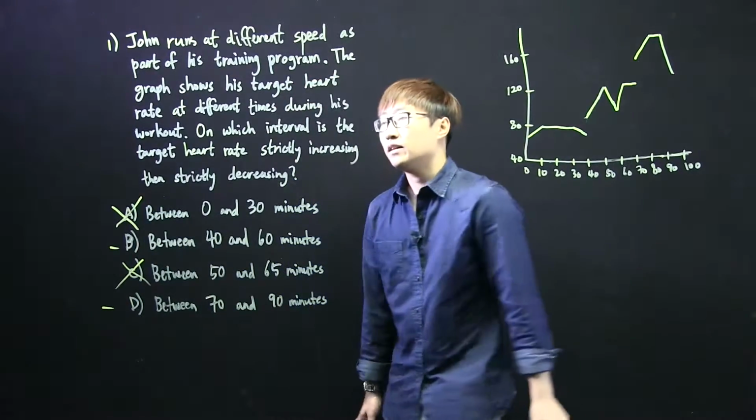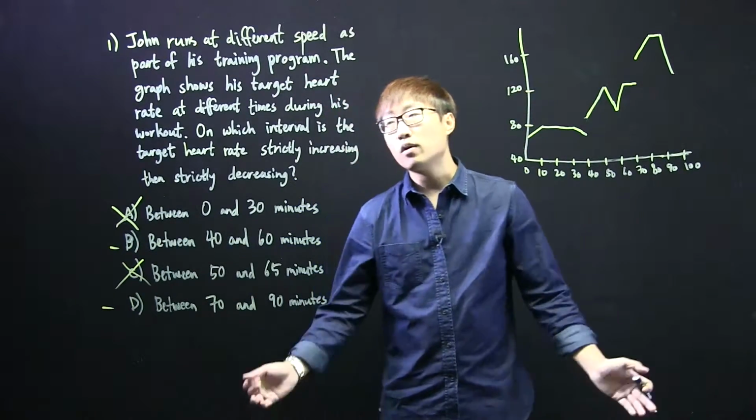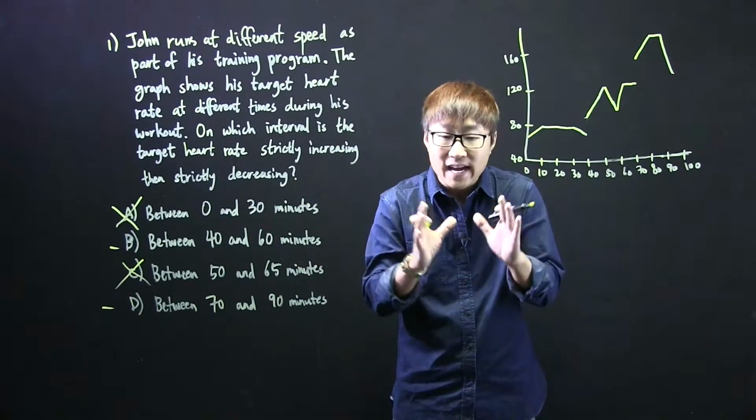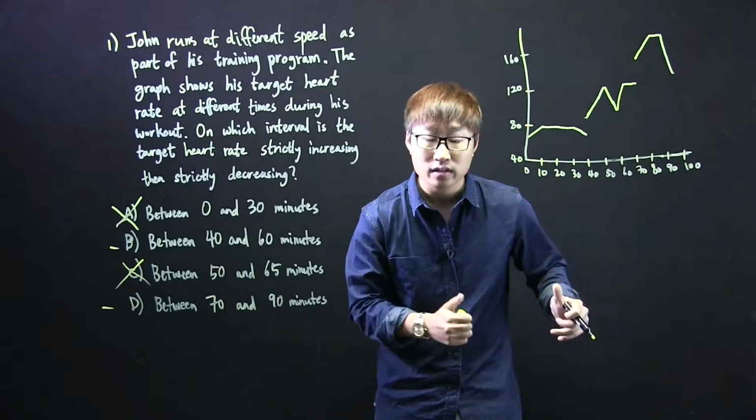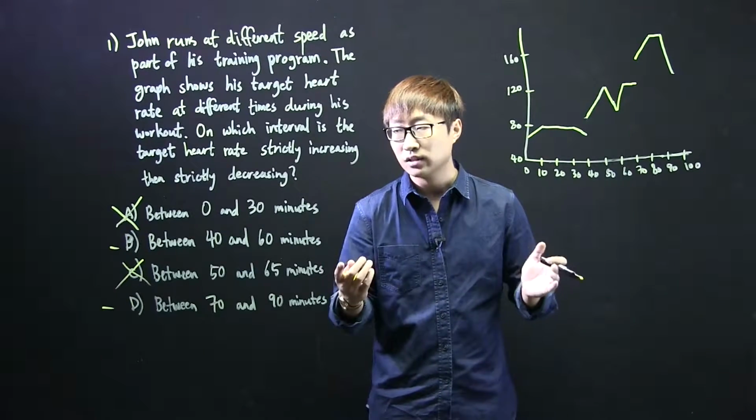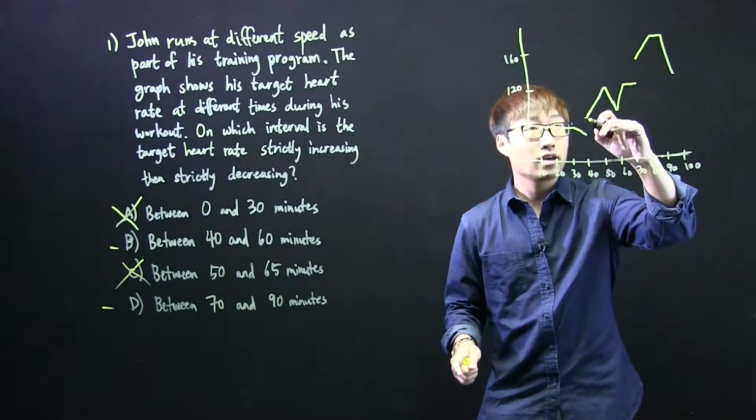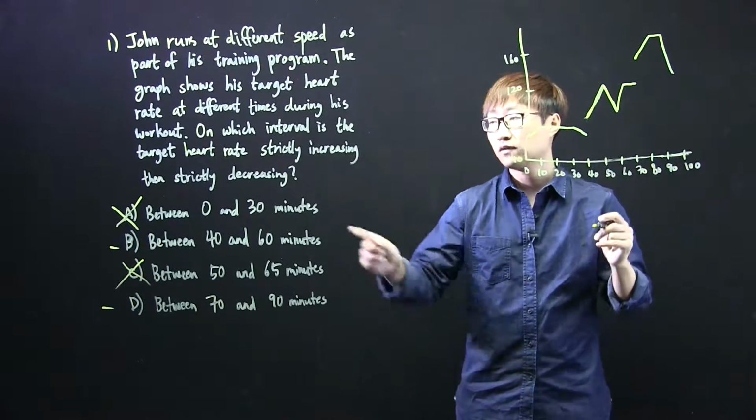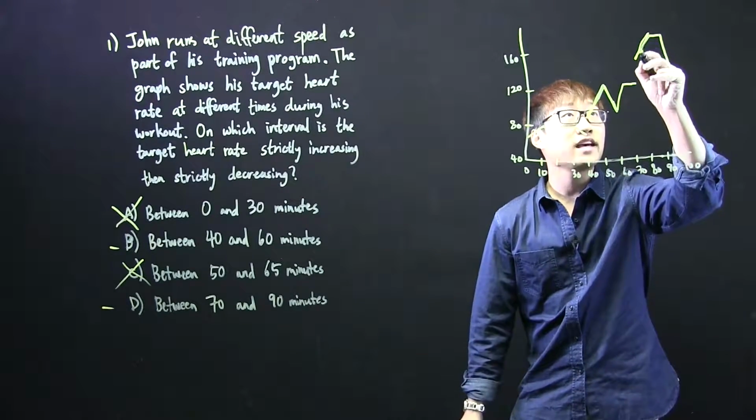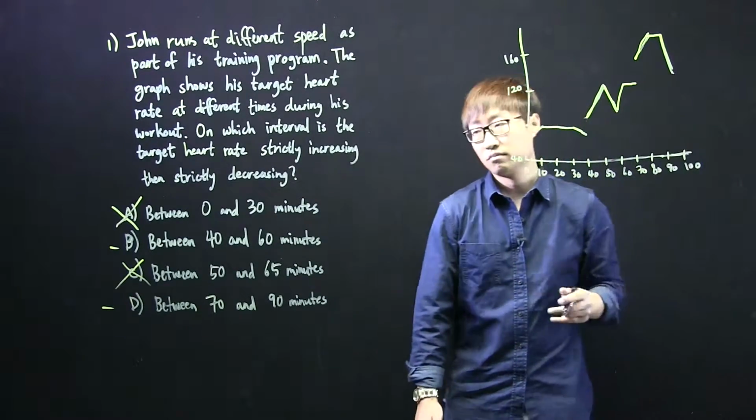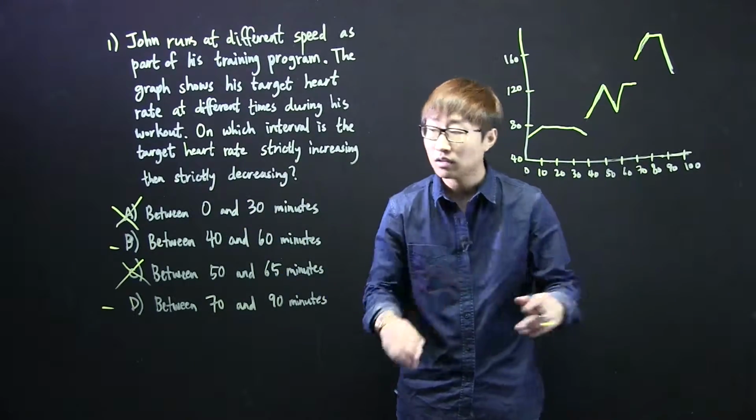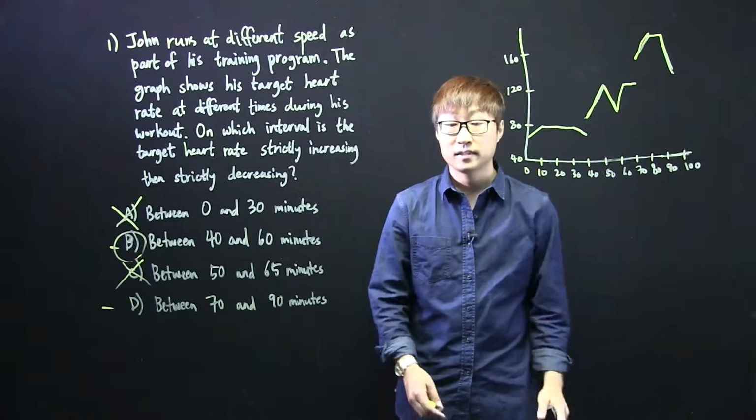So now we found the trend, right? So it's either B or D, but what do we want? We want strictly increasing, then strictly decreasing. So we don't want anything else happening in the middle of it, right? We want it to strictly go up and then strictly go down right afterwards, right? So which one of these two actually does that? Between 40 and 60, it goes up and then it goes down. Between 70 and 90, it goes up, stays for a little bit, and then comes down. So what matches the strictly increasing and strictly decreasing more? Choice B. Does that make sense?